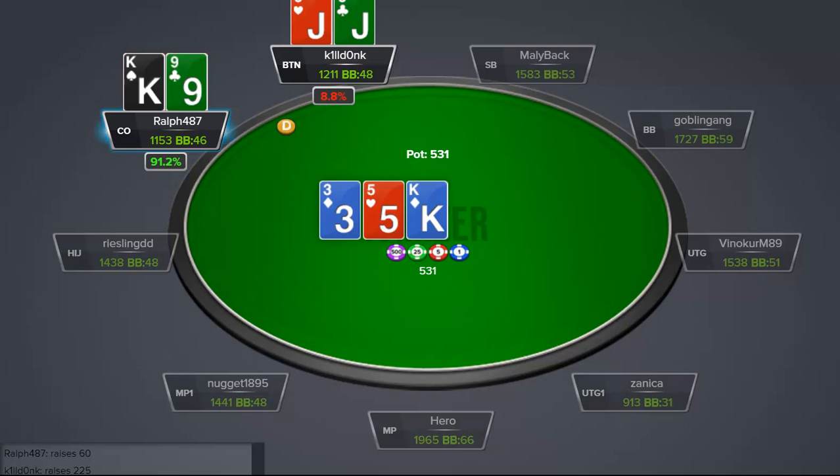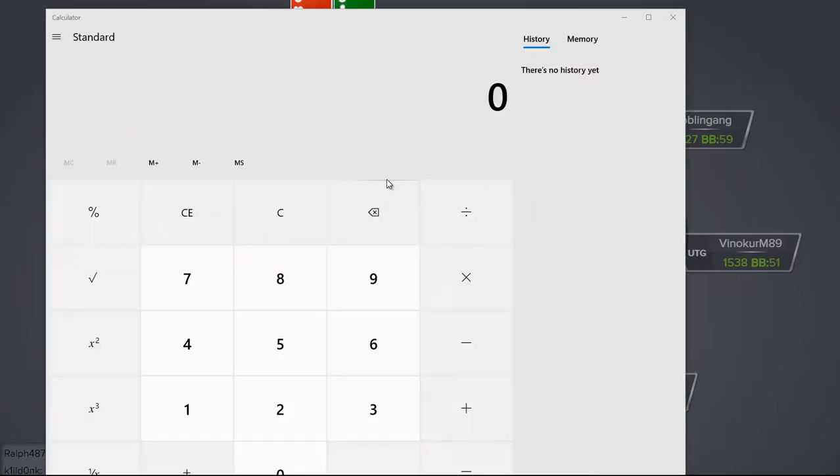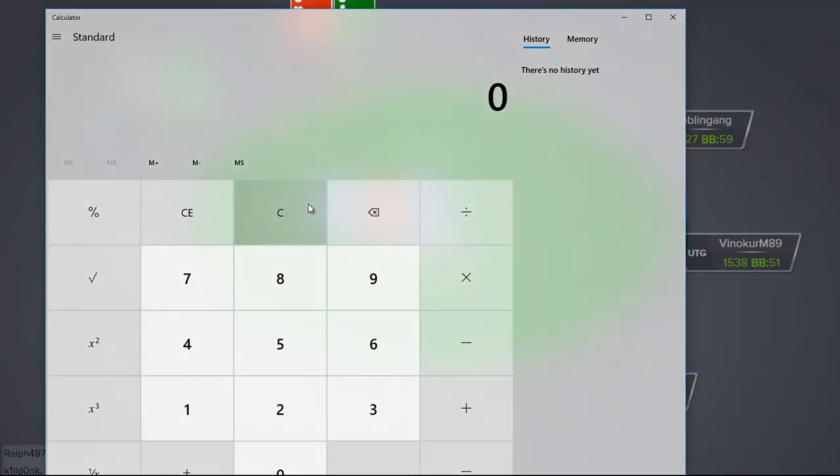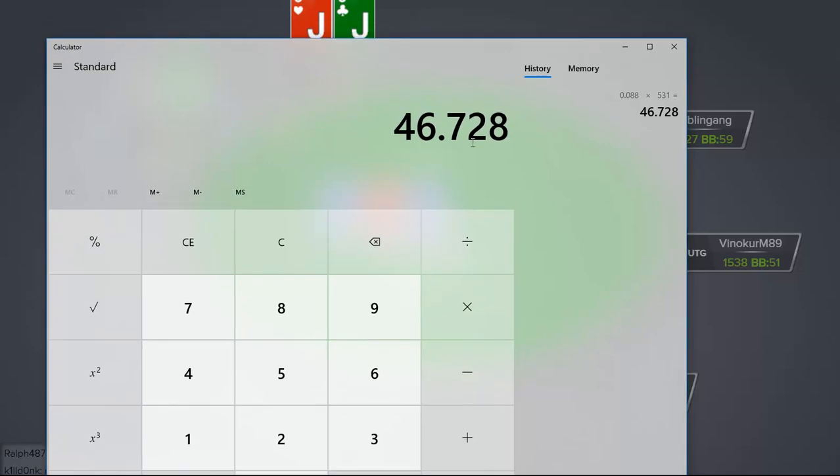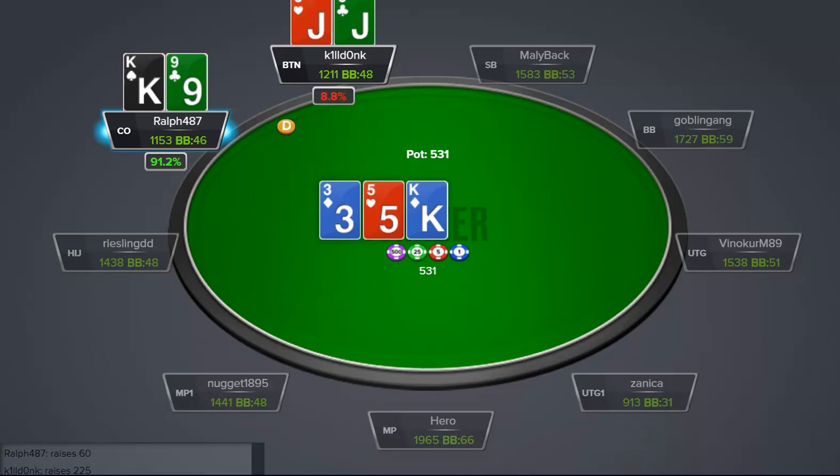Now we want to know his equity in chips. And to do that, let me go ahead and pull up a calculator. So his equity in chips is going to be his percent equity, which here we have as 8.8%, which is the same as 0.088. And as I recall, the pot was 531 chips. So that means that his rightful share of this pot is about 47 chips. If you said 46 or anything right about here, that works. The important thing is that you know the process, but this is Kildonk's equity in chips.